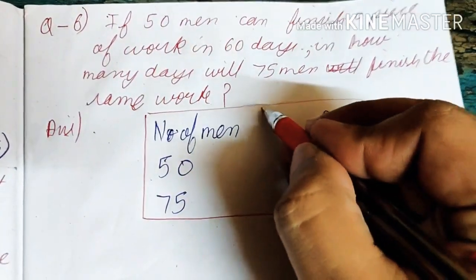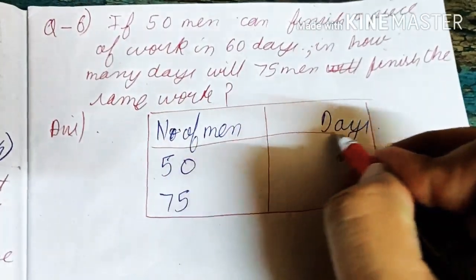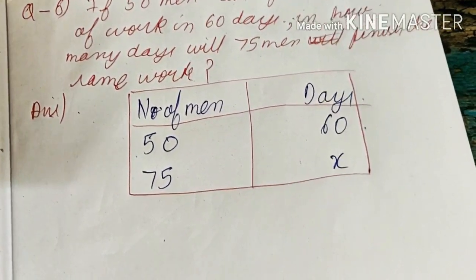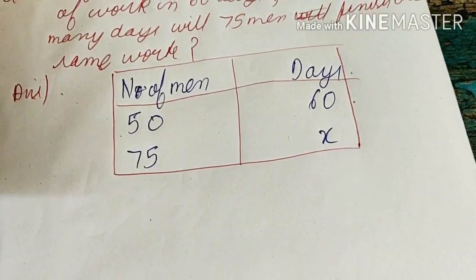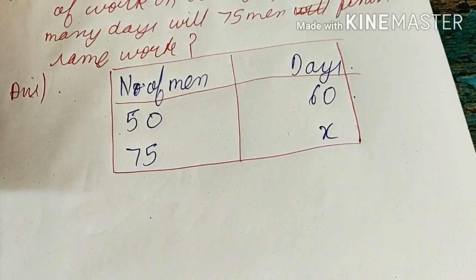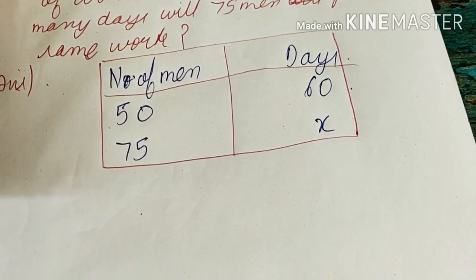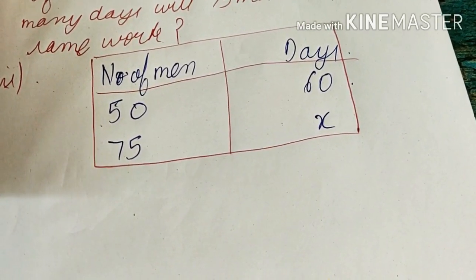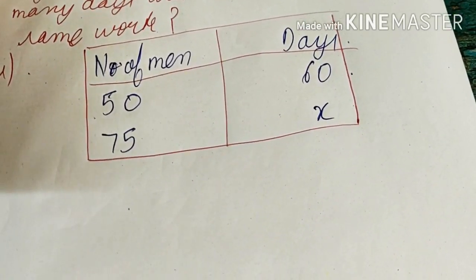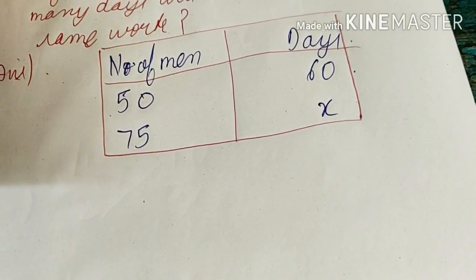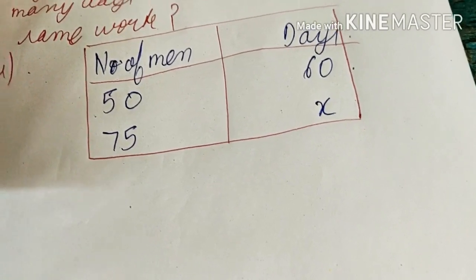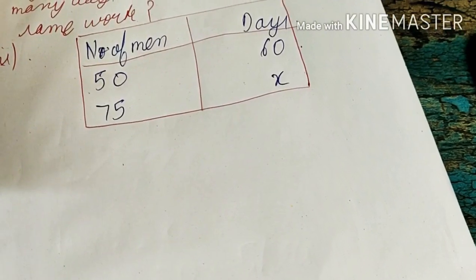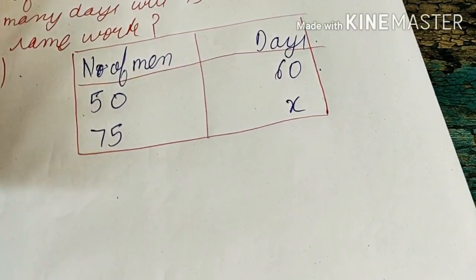So we have to first check whether it is direct variation or inverse variation. Look, if 2 men can construct a wall in 5 days, if the number of men increases, the speed of work will increase, so they will finish the work faster. Means if the number of men increases, then the work will be finished faster. So the number of days required to complete the work will decrease. In the same way here, the men has increased from 50 to 75, so the days taken by 75 men will decrease.